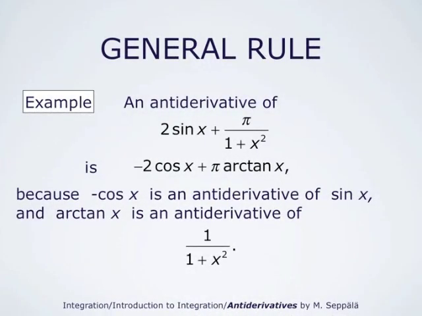Using this last general property, it is easy to figure out that an antiderivative of the function 2 times sine of x plus pi divided by 1 plus x squared is minus 2 times cosine of x plus pi times arctangent of x. This is an antiderivative, and it follows since negative cosine is an antiderivative of sine, and arctangent of x is an antiderivative of 1 divided by 1 plus x squared.